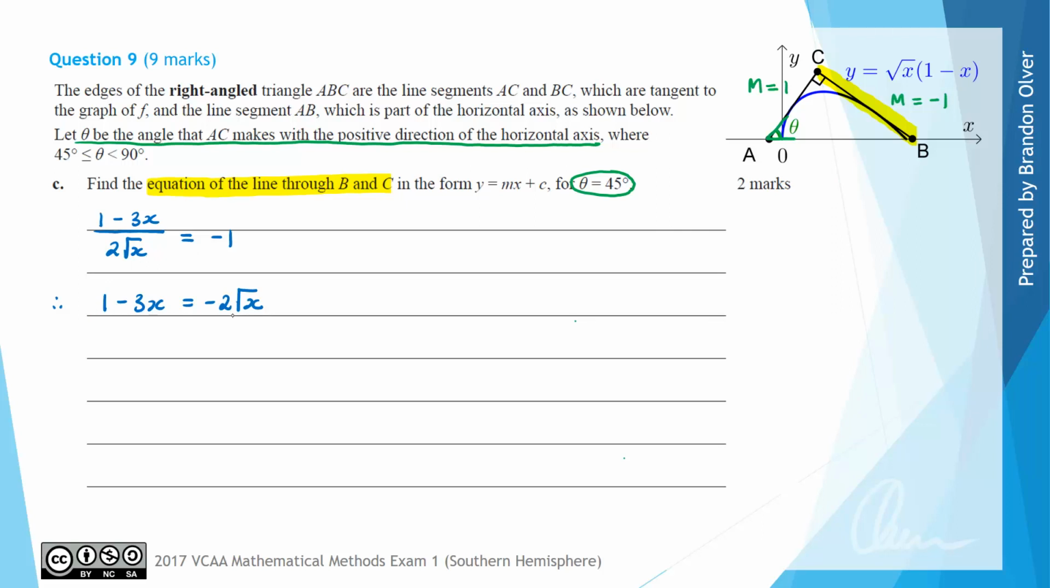And now this is a familiar pattern to us, which happens in a fair few of these exams, where the power on one x term is twice that of the other x term. So this x here is the same as x to the power of 1, and this is x to the power of a half.